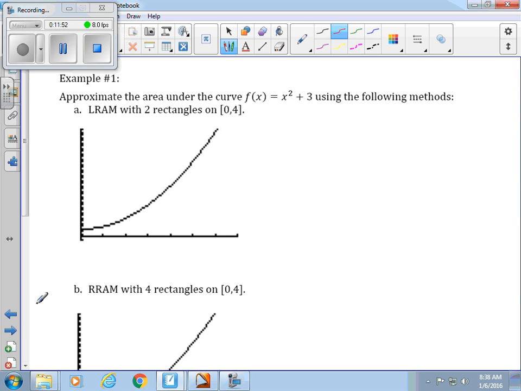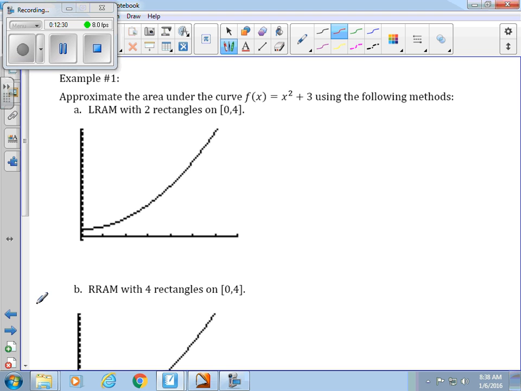Okay, so today we're still going to just be finding area, and we're just going to use rectangles. We are going to have error in that because we're going to have an over or under approximation, which we'll talk about. So I want to approximate the area underneath the curve x squared plus 3 using LRAM, which stands for Left Rectangle Approximation Method, with 2 rectangles from 0 to 4. Is that going to be a very good estimate?